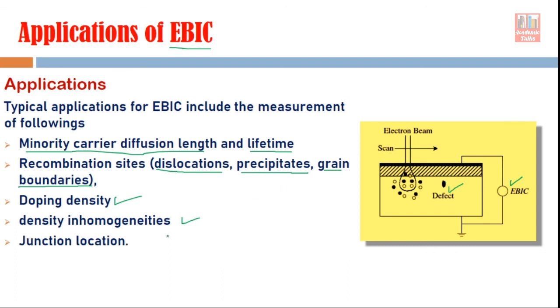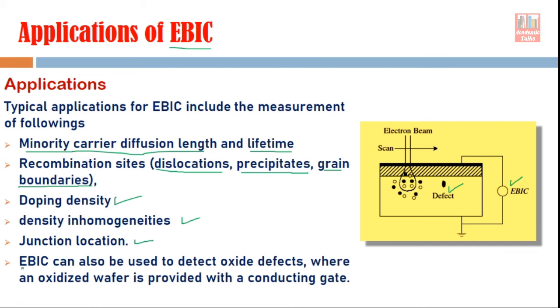Junction location can also be detected using this kind of technique. We just have to change the energy of the electron beam. We scan the sample with the electron beam and keep changing the energy, so we are able to change the depth also. You know that only if the interaction is near the edge of the junction will the current flow into the measuring equipment. So, we find out for which particular energy we are able to detect the current, and that information gives us an idea about the depth of the junction.